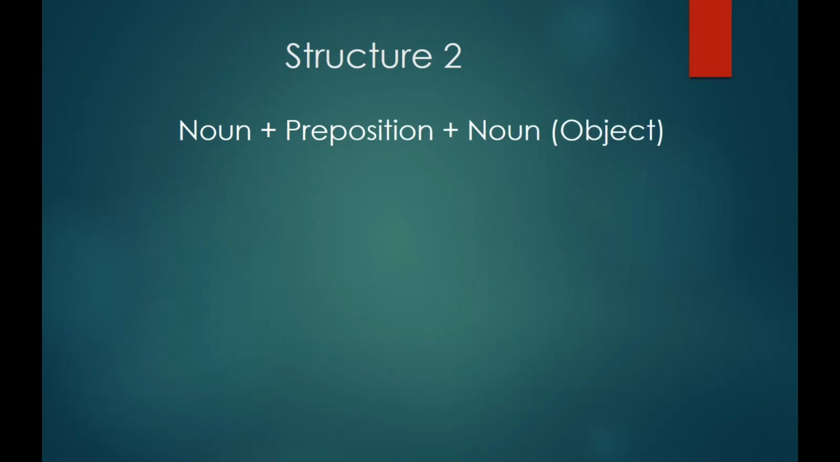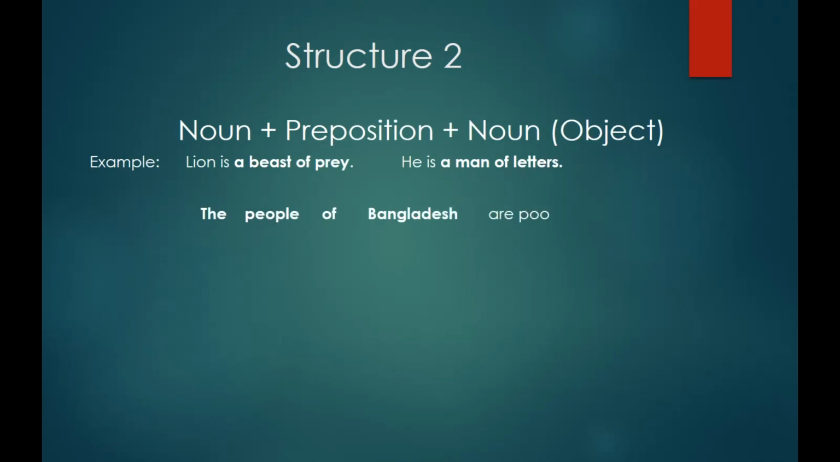Second structure, noun plus preposition plus noun. Lion is a beast of prey. So beast and prey are 2 nouns, and they are joined together with the preposition of, and now they function as a single noun phrase. He is a man of letters. So man and letters, 2 nouns are added using a preposition of. The people of Bangladesh are poor. So we have noun, and in between them a preposition. And now the people of Bangladesh together functions as a noun phrase.